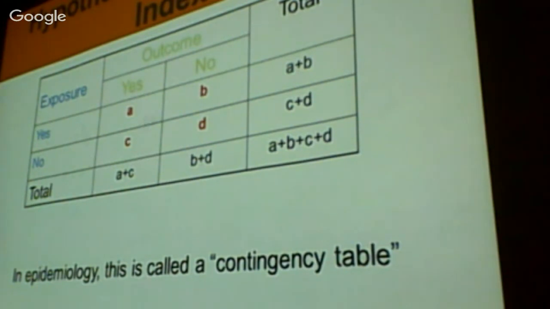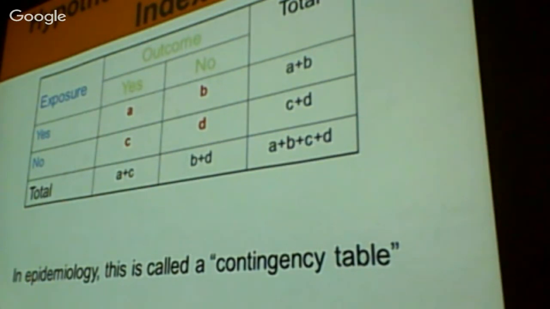So one of the first things to look at is to make sure that when you make your table, the yes is on top, the yes is first over here. So in this case, if it's smoking and lung cancer, this would be yes, I smoked, no, I didn't smoke. Yes, I have lung cancer, no, I don't have lung cancer. Can't reverse it.